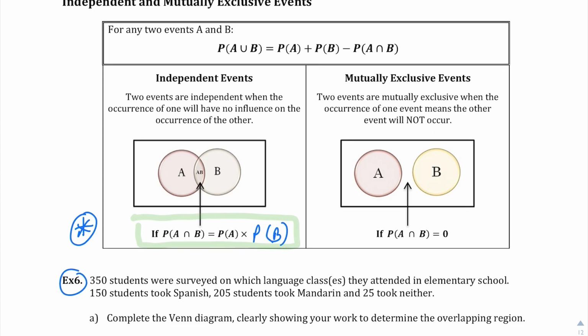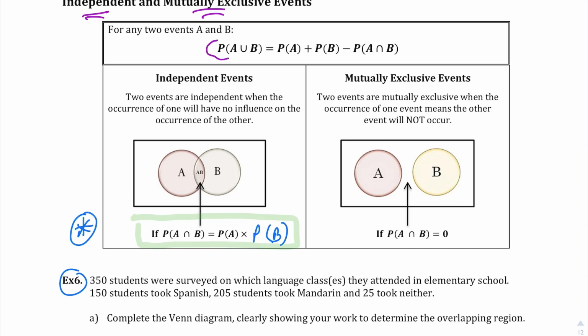All right, let's move to the next key idea, this notion of independent and mutually exclusive events. It's really important to understand that whether something is independent or not doesn't necessarily dictate whether something is mutually exclusive or not. These are separate conceptual ideas, and you need to not think of them as being related. They have their own separate approach.